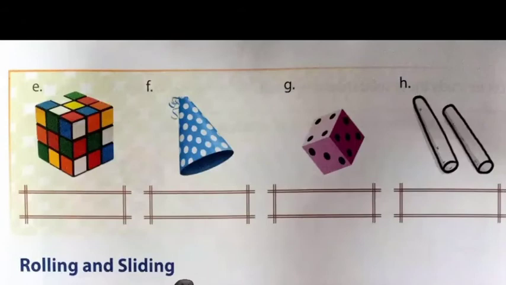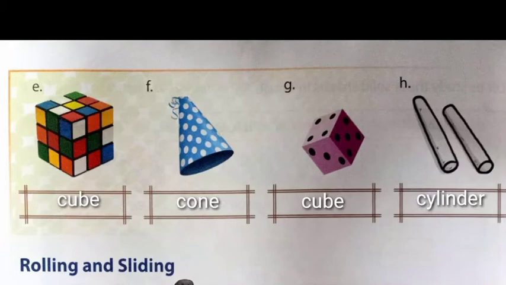Shape E looks like a cube. Shape F is a cone. And shape G again is a cube. And the shape H is a cylinder.